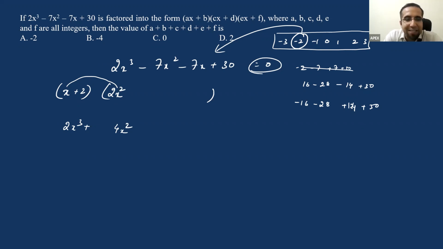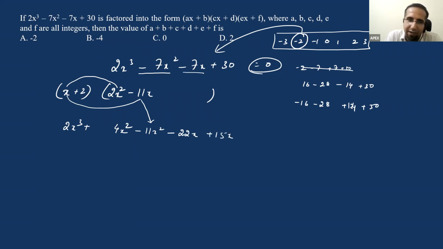Clear? Now the next part I want is, if I have a plus 4x square, this value is minus 7x square, which means I want a value called minus 11x square. So if I write minus 11x, you can check x into minus 11x will give you minus x square, but automatically we have what? Minus 22x. If I have minus 22x, I want a minus 7x. Minus 7x means I want to add a plus 15x.